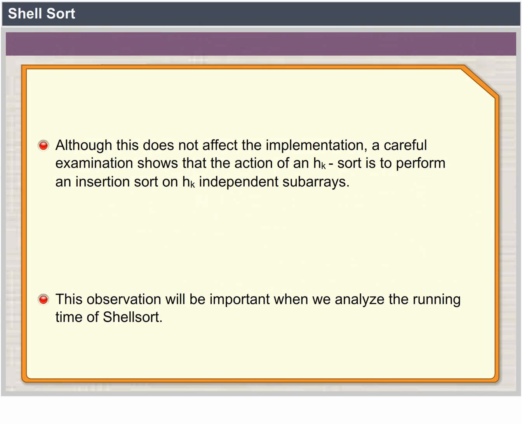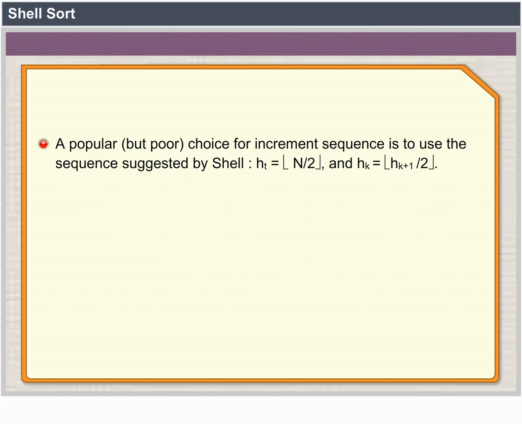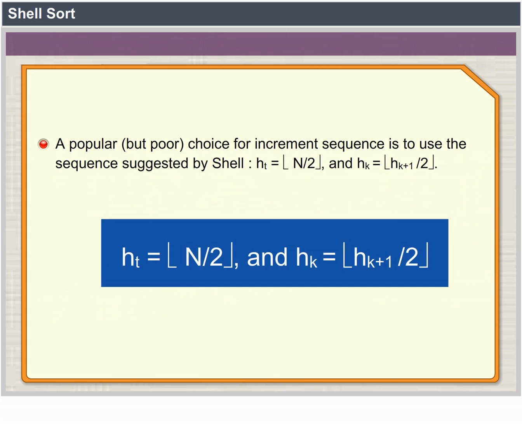A popular but poor choice for the increment sequence is to use the sequence suggested by Shell: ht equals floor of n/2 and hk equals floor of h(k+1)/2. The following figure contains a function that implements shell sort using this sequence.